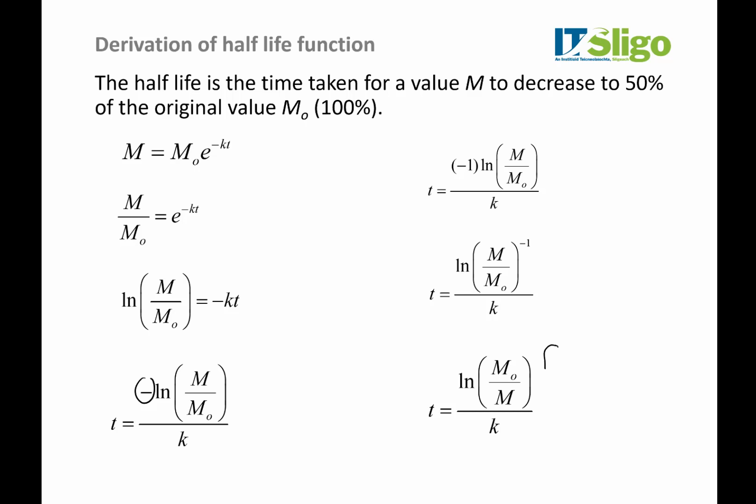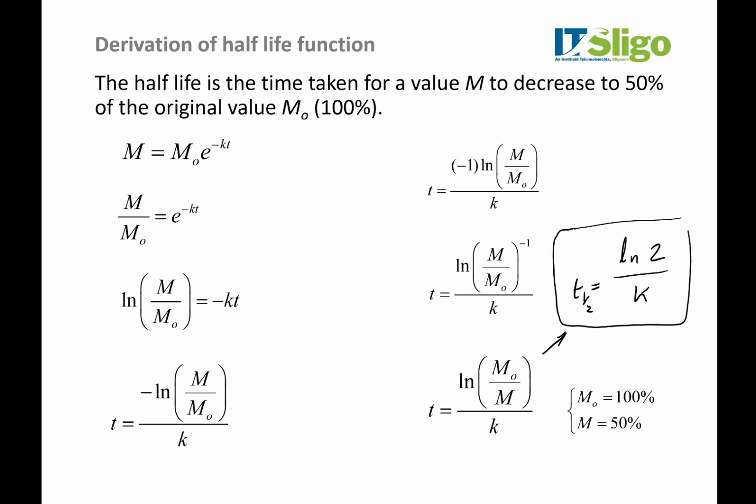Now what we do in here is we're going to remember M0 is 100% and M is 50%. So it decayed from 100% to 50%. We feed these values in, and I hope you'll agree then that that top line becomes, so we get t is equal to the natural log of 2 divided by k. And that's the t half. That's the half-life. Because the 2 is obviously from the 100 over 50 from here.